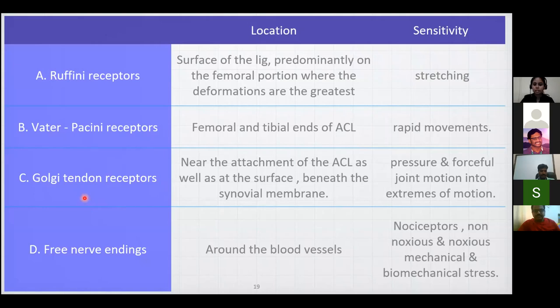Golgi tendon receptors are located near the attachment of the ACL as well as at the surface beneath the synovial membrane. The Golgi tendon receptors are sensitive to pressure and forceful joint motion with extremes of motion. Free nerve endings are around the blood vessels. We know free nerve endings are the nociceptors, so they are sensitive to painful stimulus. They are sensitive to non-noxious and noxious mechanical and biomechanical stresses.